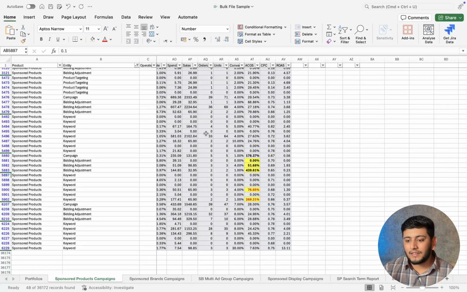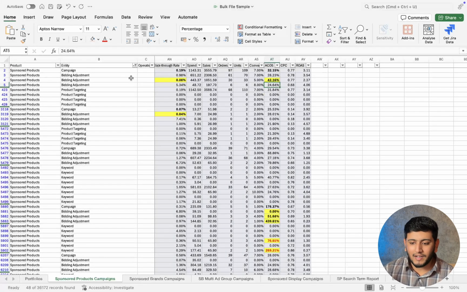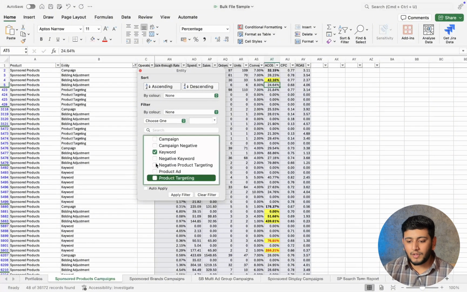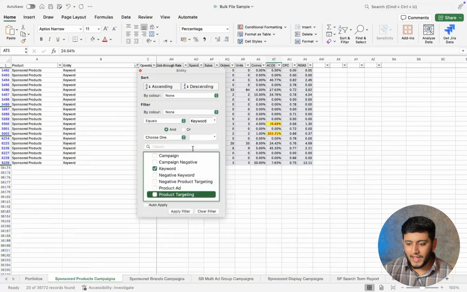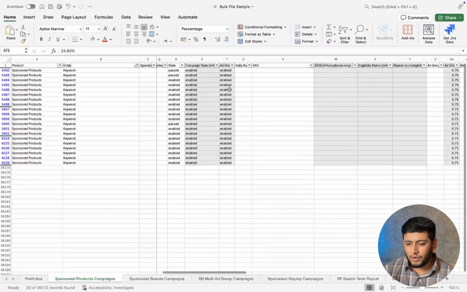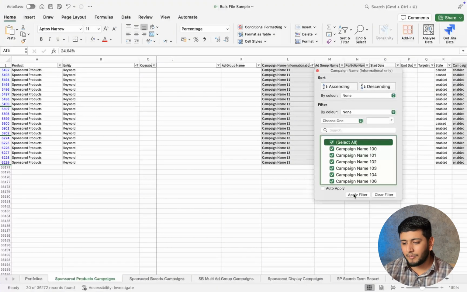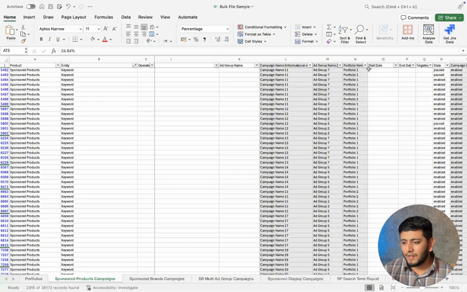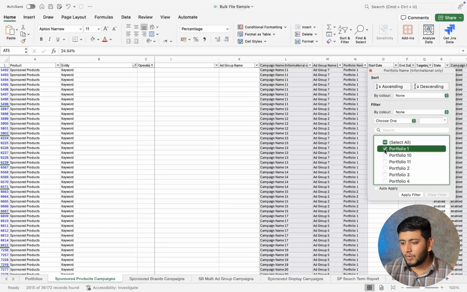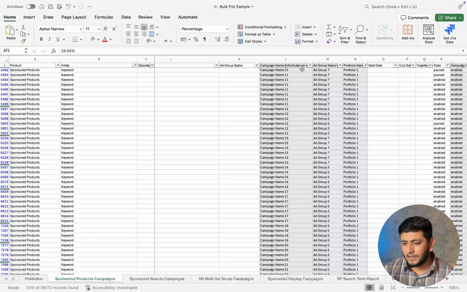Now another thing we can do here is, because we are at a keyword level, I will clear out a few of the filters. So I will come to the keyword level only. Here I will apply the filter. I will include all of the campaigns, but this time around I just want to analyze one portfolio. For example, portfolio 1 only. So let's go with this one, apply the filter.